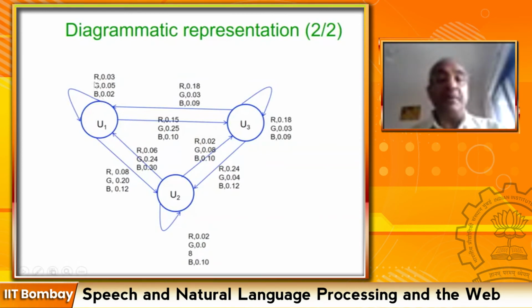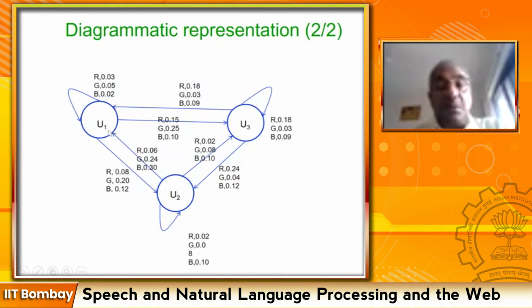Similarly, the probability of remaining in U1 and emitting green is 0.05. For B, it is 0.02. This is nothing but the product of transition probability and emission probability. And you will be legitimate in asking, how can you take the product? We'll see that very soon.